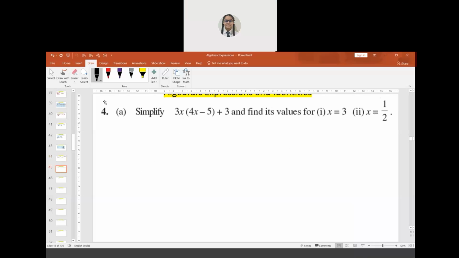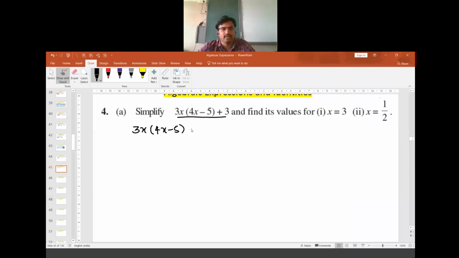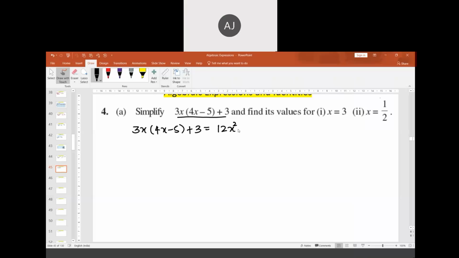Now, this type of question we had solved. First, we have to simplify this, then you have to substitute the value. First, let us simplify this. We get 12x square minus 15x plus 3.